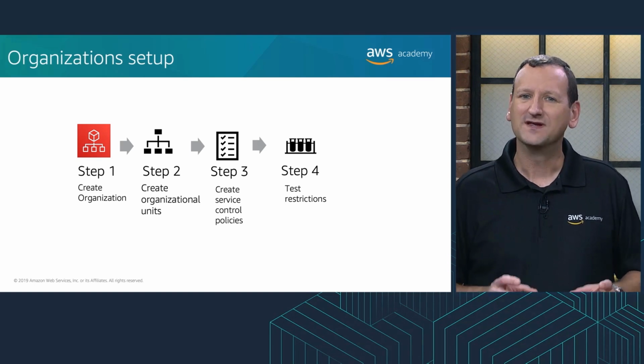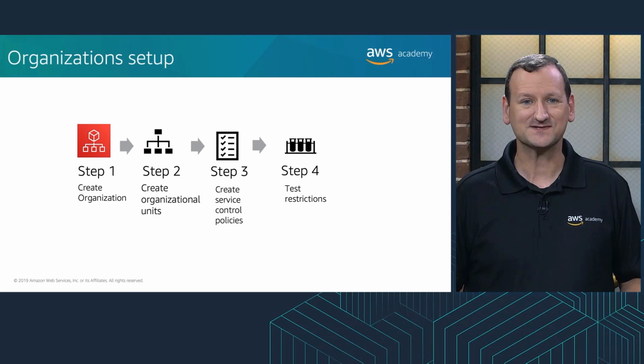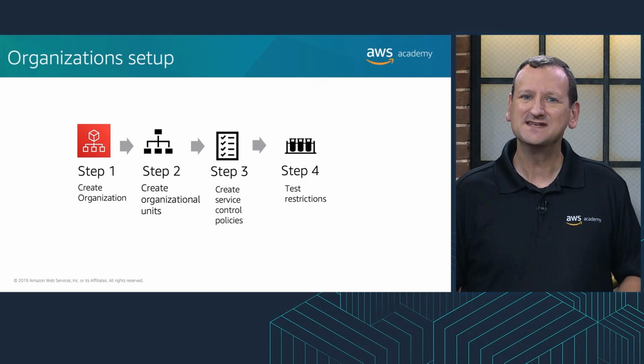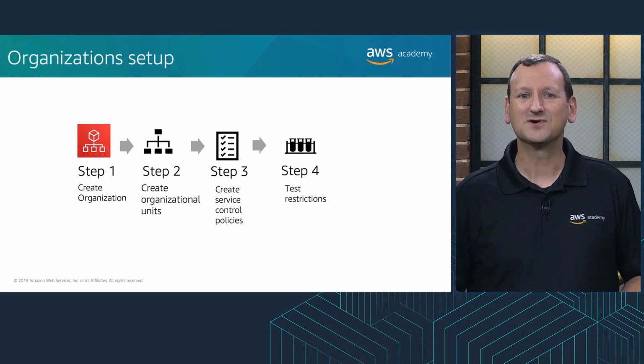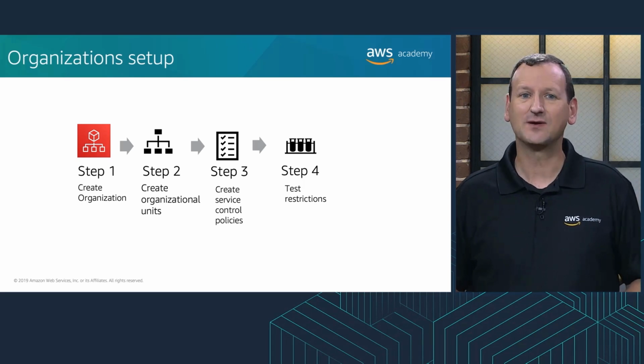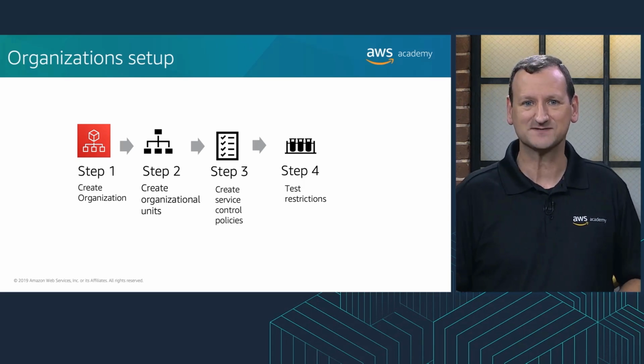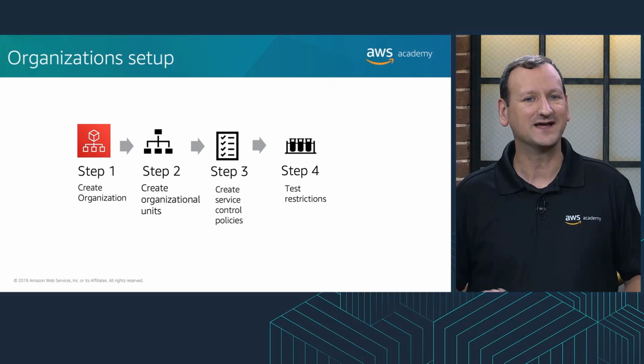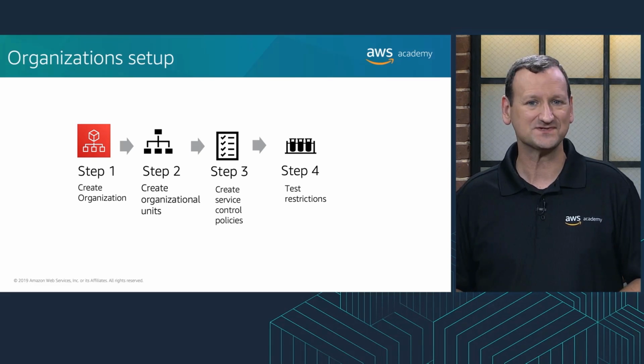Step 4 is to test your organization's policies. Sign in as a user for each of the roles, such as OU1 or OU2, and see how the service control policies impact account access. Alternatively, you can use the IAM policy simulator to test and troubleshoot IAM and resource-based policies that are attached to IAM users, groups, or roles in your AWS account.